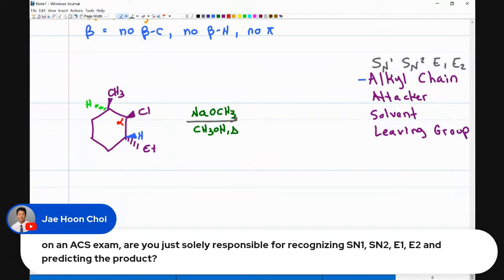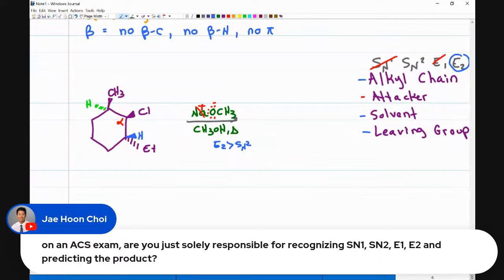The attacker, Na plus is a positive spectator, CH3O minus is a strong negative attacker, so rule out SN1 and E1. Solvent is polar protic. That means we will favor an E2 over an SN2 reaction. And the leaving group is a good leaving group, so it's not going to give me any trouble. I will have an E2 reaction take place.